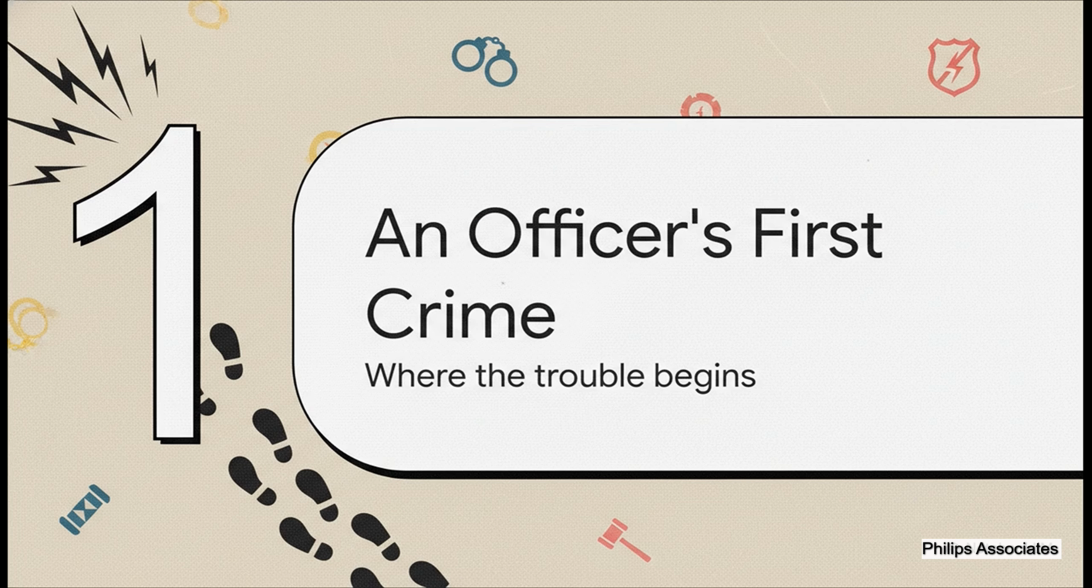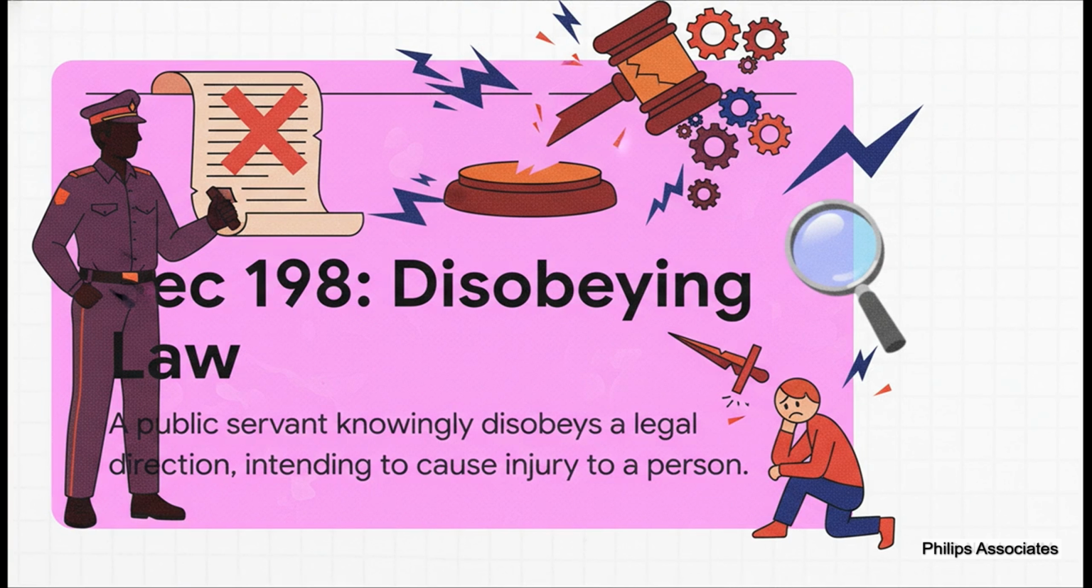Every story of corruption has a beginning, a single bad decision that starts the whole mess. And for our public servant, it all starts right here. Our story kicks off with Section 198. Think of this as the first domino to fall. It's the core of the problem, really. You have a public servant who knows the law, knows the rules, but deliberately chooses to break them. And he does it knowing full well it's going to hurt someone.